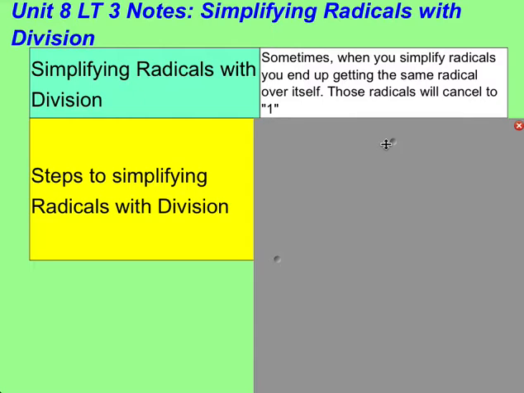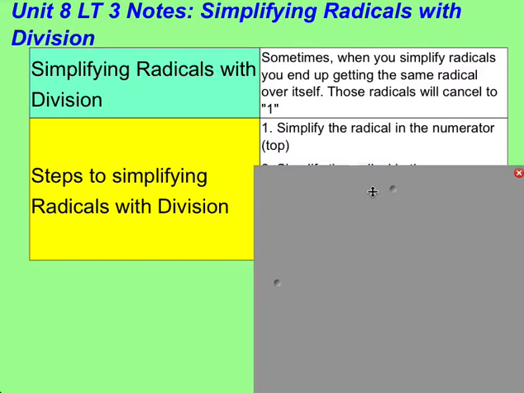Sometimes when you simplify radicals, you end up getting the same radical over itself. Now remember, when you have any number divided by itself, it's going to cancel to 1. So that's kind of what we're looking to do here. Let's take a look at the steps of doing that.